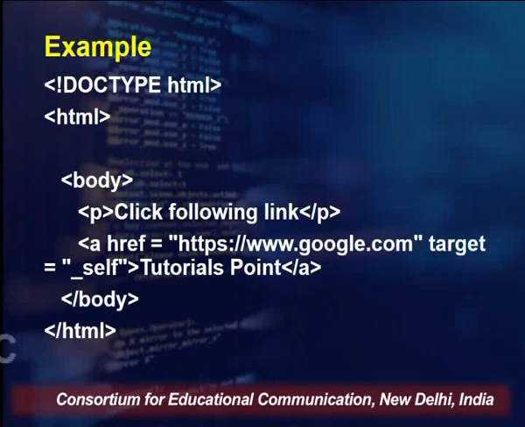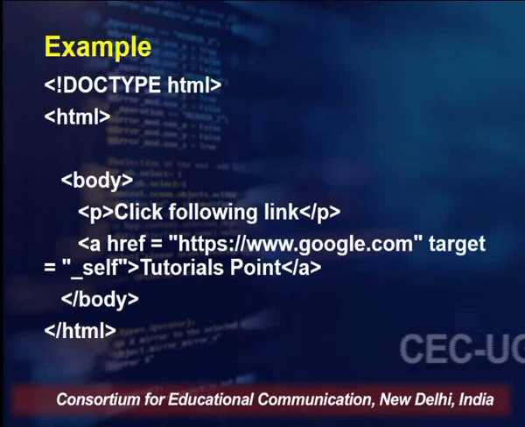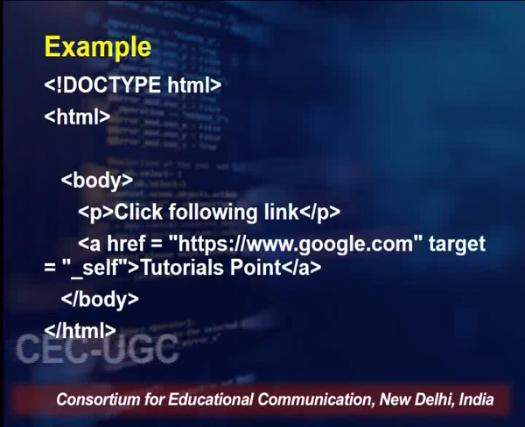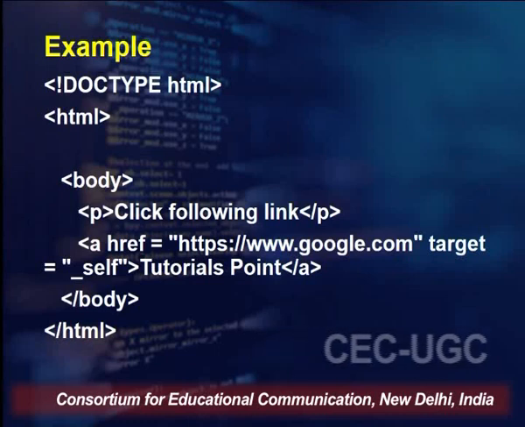Now here comes one thing which says target. Target is an attribute which defines how this new web page or new link is going to be opened. There can be various values of this target attribute. It could be self, it could be blank, or something of that sort. We will be covering all these values of the target attribute in a short while.